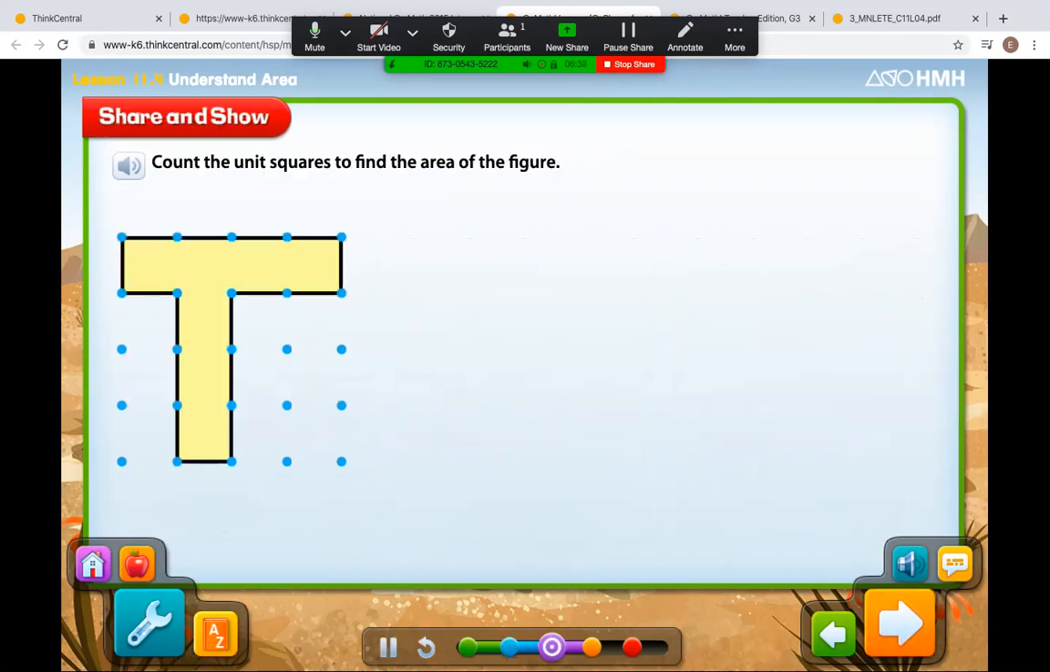Find the area of a figure. So we need to count the unit squares. Click each unit square that forms part of the figure. Let's check together. Seven squares. Count the unit squares to find the area of the figure. So, as we can see, the figure is made up of 7 unit squares.